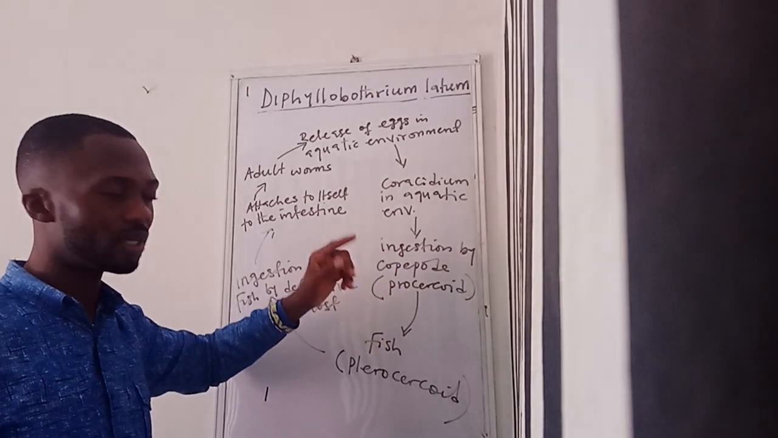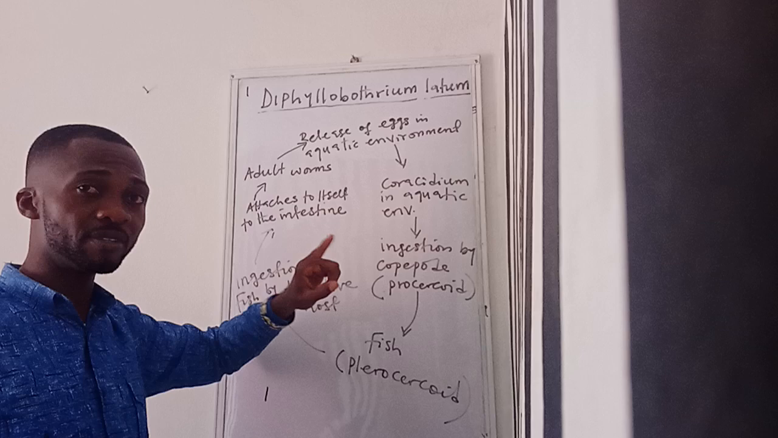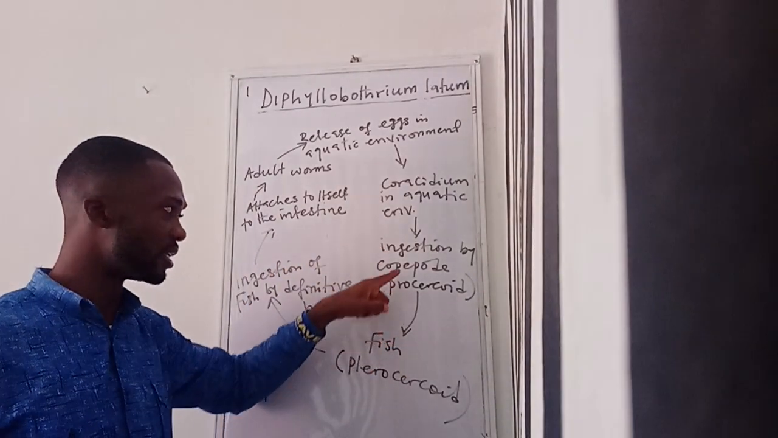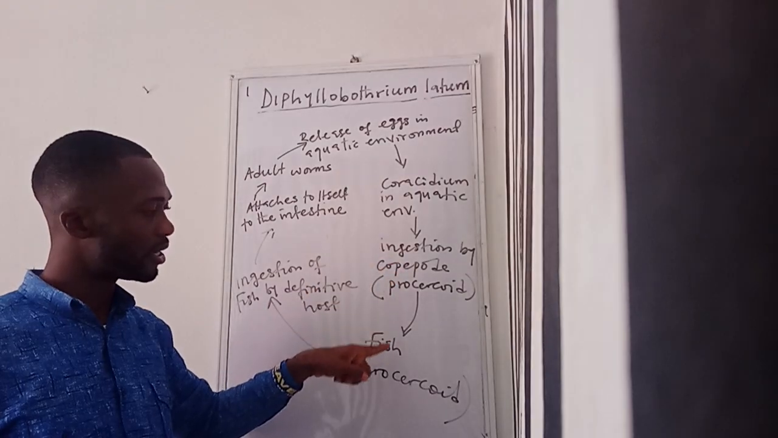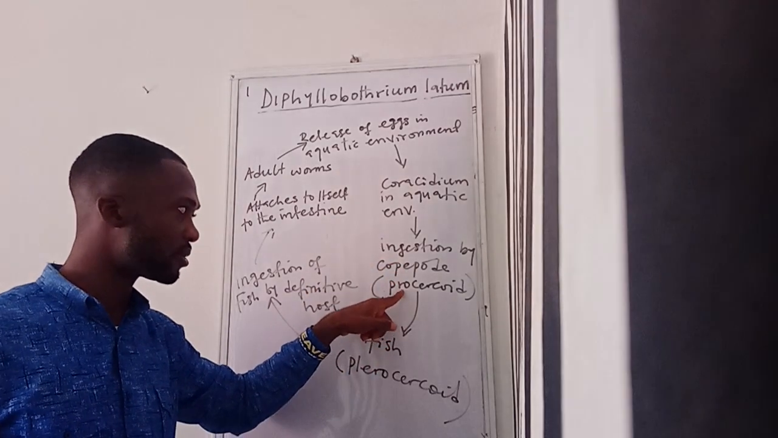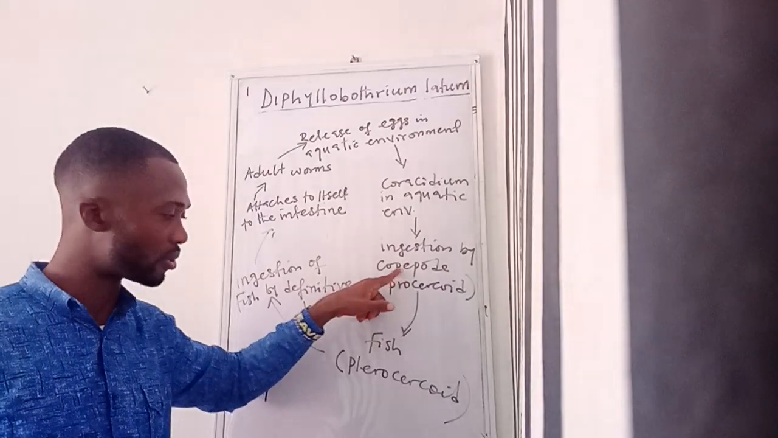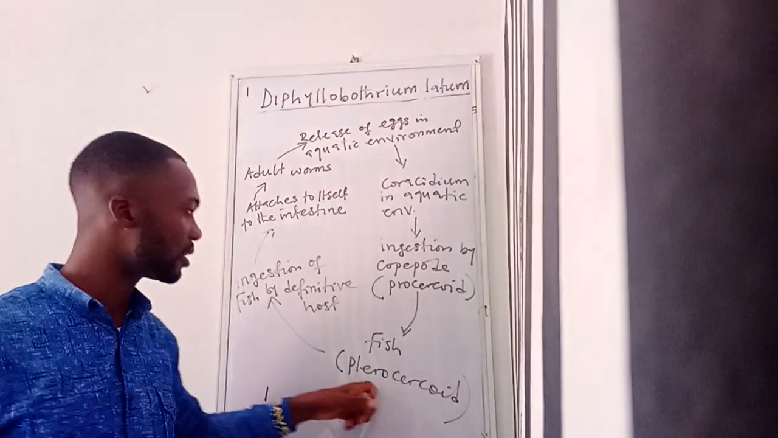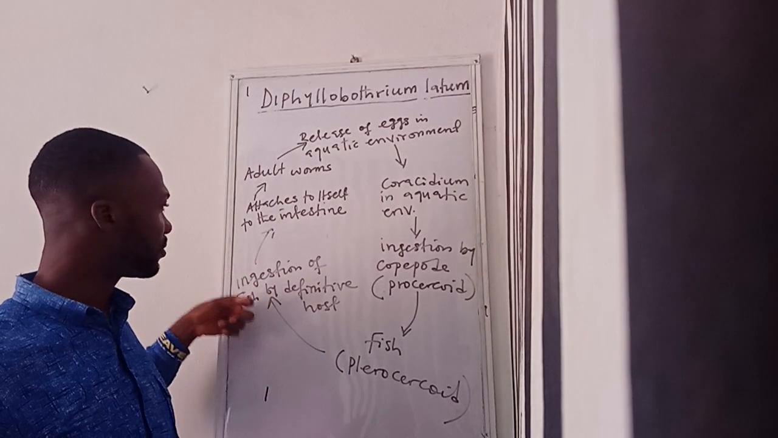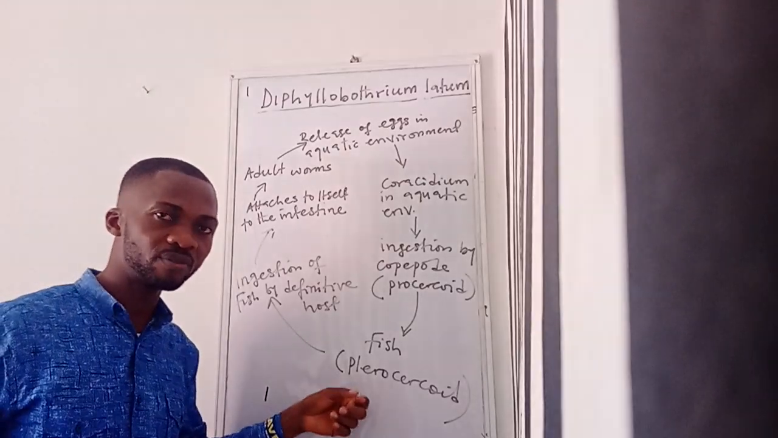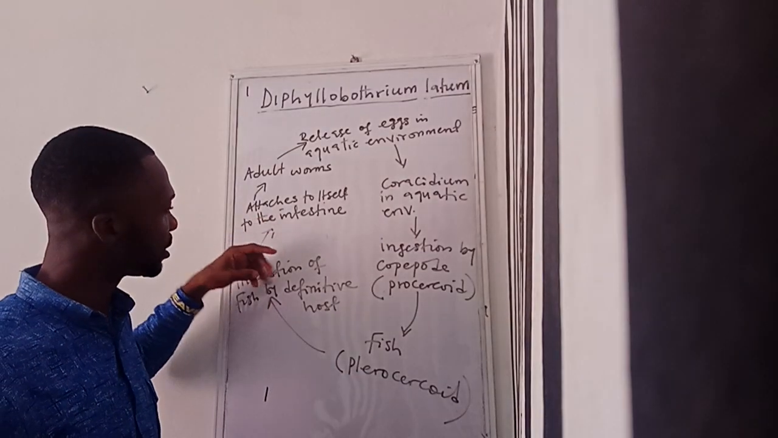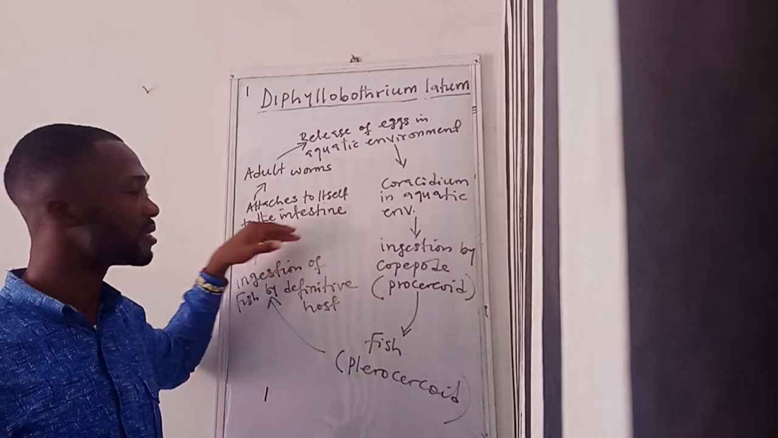Fish ingests the copepod. Then in the body of the fish, this procercoid, which is of course already contained in the copepod, is now released in the body of the fish and transforms into plerocercoid. Then ingestion of the fish by the definitive host. The definitive host ingests the fish, and once the fish is ingested, the plerocercoid attaches itself to the intestine of the host, where it matures into an adult.